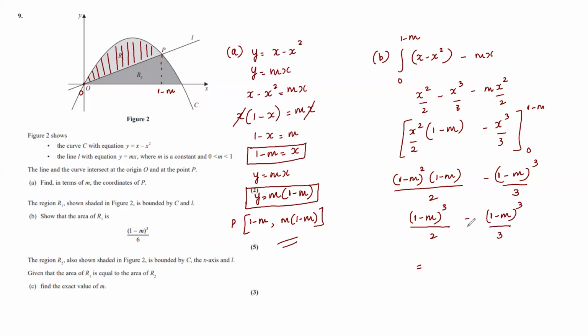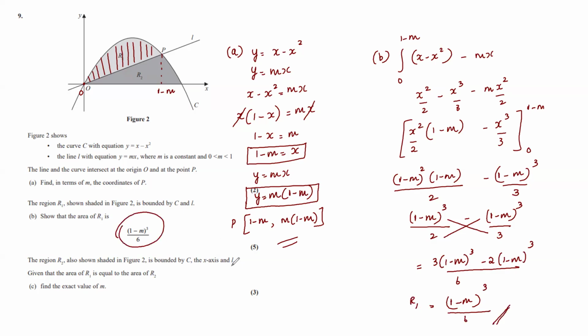So two fractions in between, subtraction, negative sign. To get the denominator, we multiply both the denominators. 3 times 2 is 6. To get the numerator, we cross multiply. So this will become 3 times (1 minus m) cubed minus 2 times (1 minus m) cubed. So 3 minus 2 is 1. So 1 times (1 minus m) cubed divided by 6. That is the area for R1. And that is what we had to prove, (1 minus m) cubed by 6.